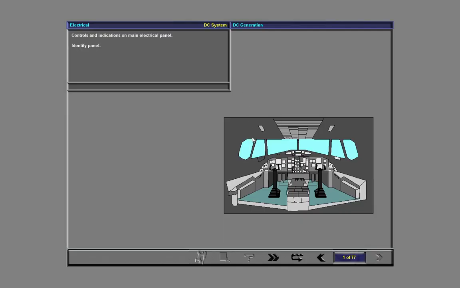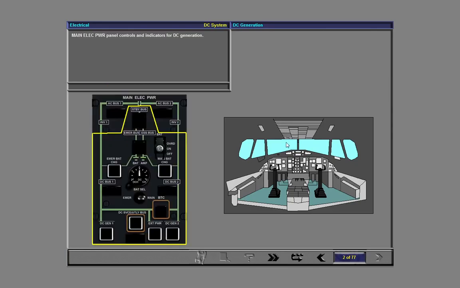We will start this lesson by describing the controls and indications on the main electrical power panel on the flight deck. First, identify the location of the panel. The main electrical power panel comprises the controls and indicators for the DC power generation. We will begin with these controls. The left-hand maintenance panel also contains a selector and indicators to check DC generation.